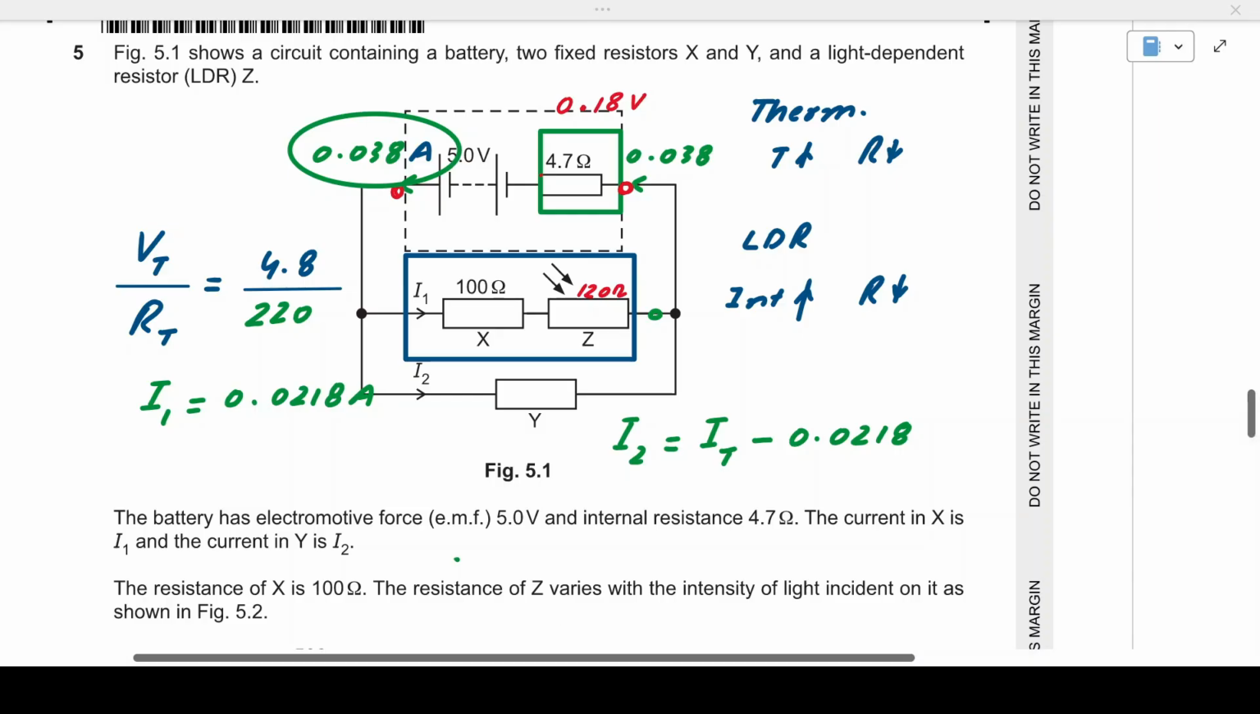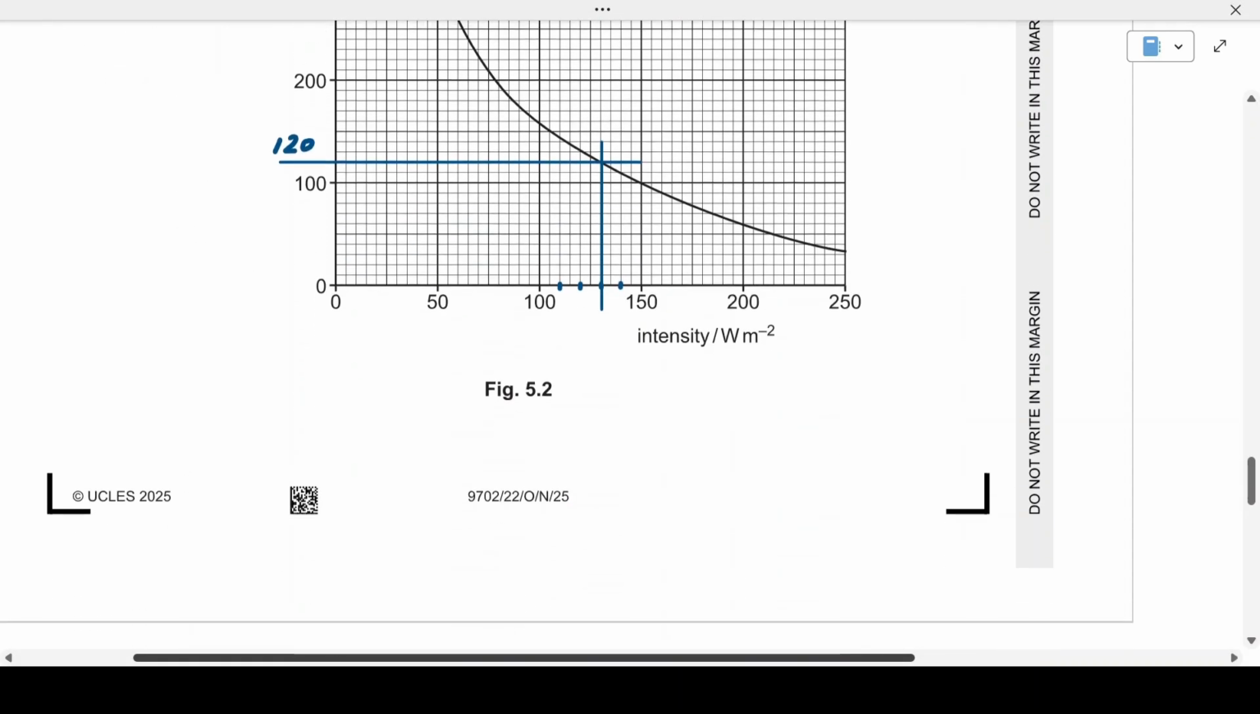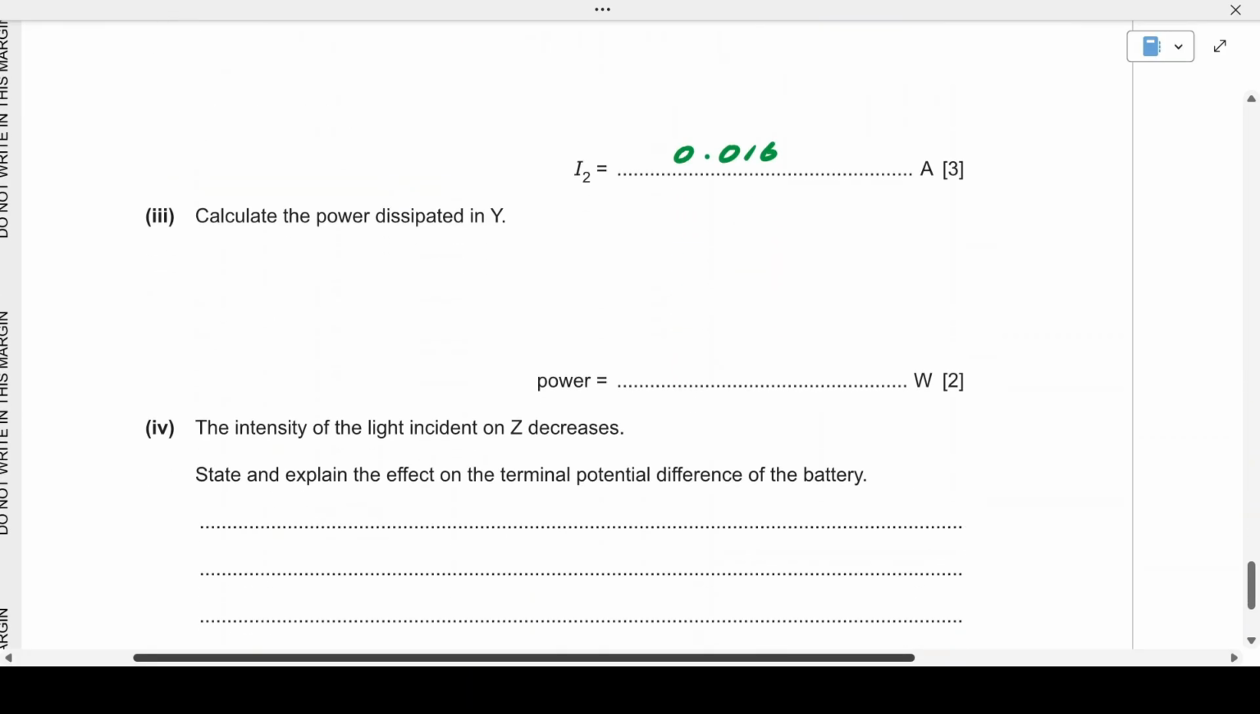0.016 amperes. We'll at least complete this question. So I'll speed up. Calculate the power dissipated in Y.